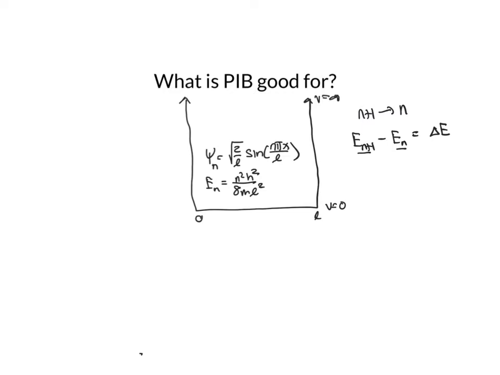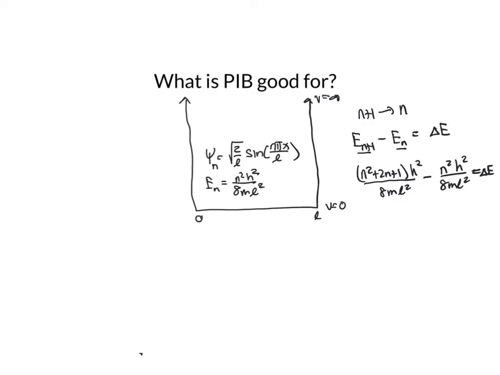So n plus 1 squared gives me n squared plus 2n plus 1, times h squared over 8mL squared, minus the energy for the nth level. The nth level is n squared h squared over 8mL squared. And that's going to be my difference in energy between any two adjacent energy levels.